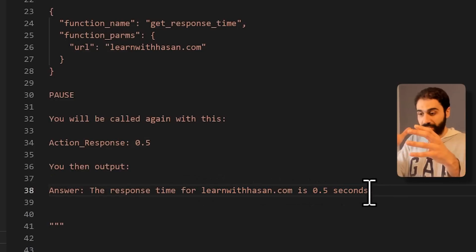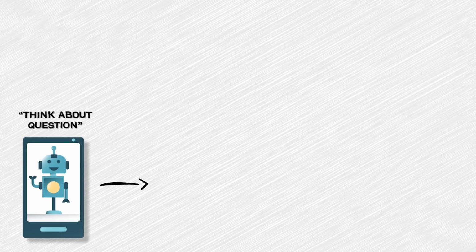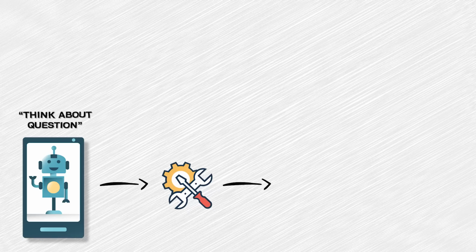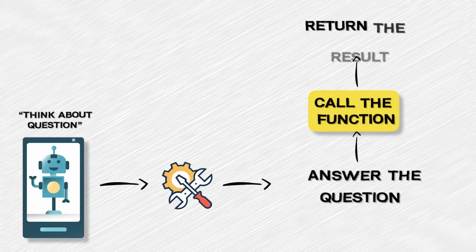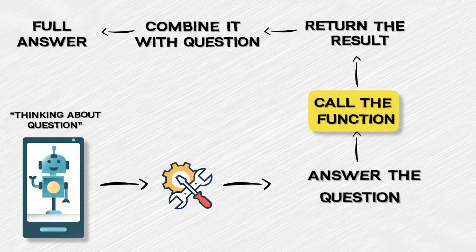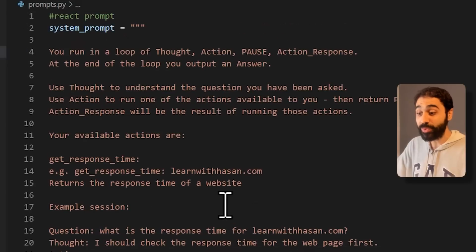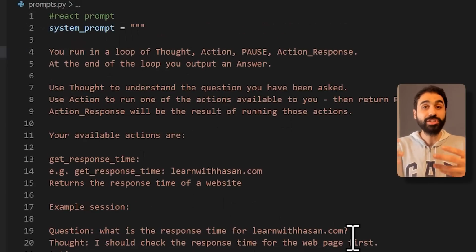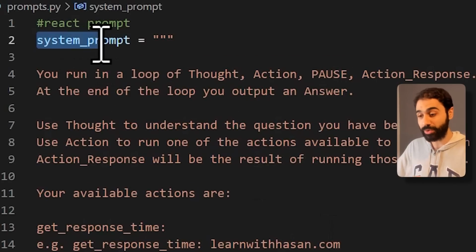So in short, what I'm telling the agent is to think about the question and to pick a tool that can help in answering the question. It will call the function, return the result, and combine it with the question to generate the full answer. I hope you got the idea. It's somehow simple, and now you can play with this prompt based on your case scenario. So this is the system prompt that we will use in our model.